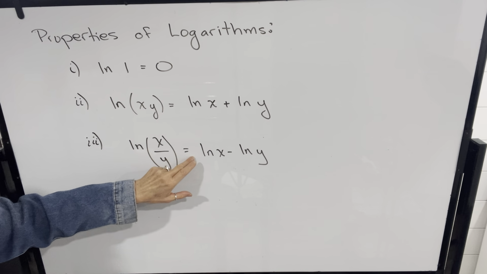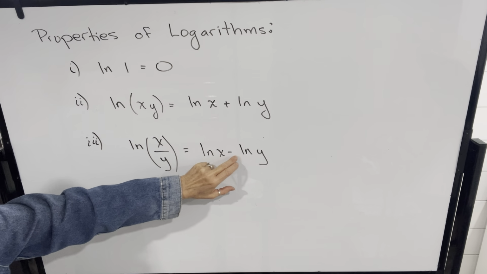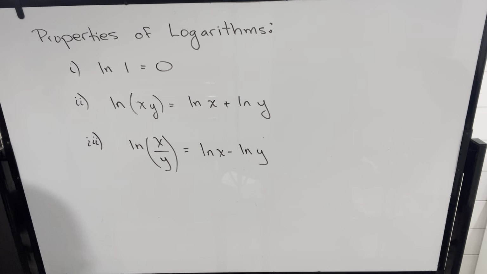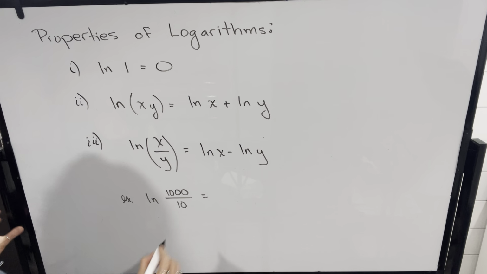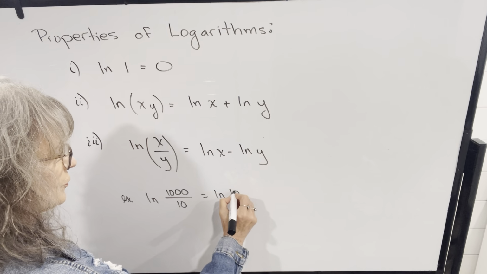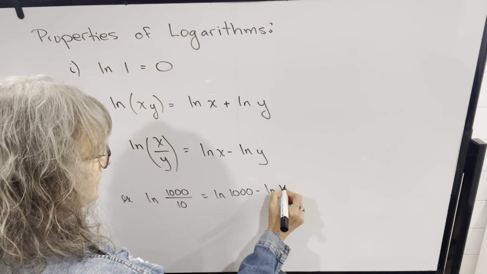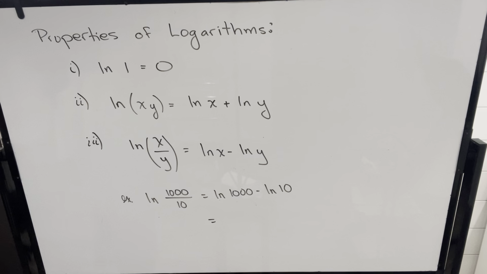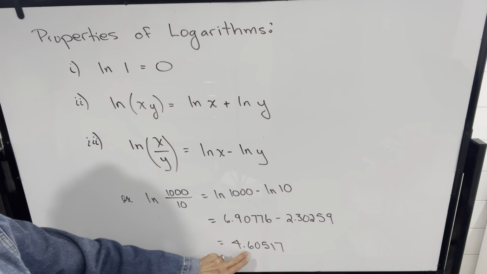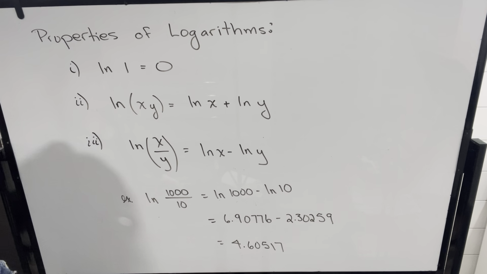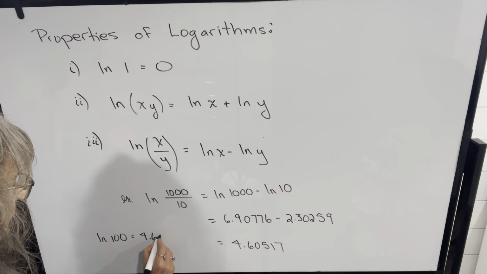The next property says that the natural log of a quotient, in this case x divided by y, will be equal to the natural log of the numerator minus the natural log of the denominator. Again, let's do an example just to illustrate this. So if I had the natural log of 1,000 divided by 10, according to this property, that will be equal to the natural log of 1,000 minus the natural log of 10. Let's find those values and subtract. There's the natural log of 1,000, there's the natural log of 10, subtract, and we get 4.60517. Let's check that. 1,000 divided by 10 is 100. If we were to punch in the natural log of 100, we would get the same value.